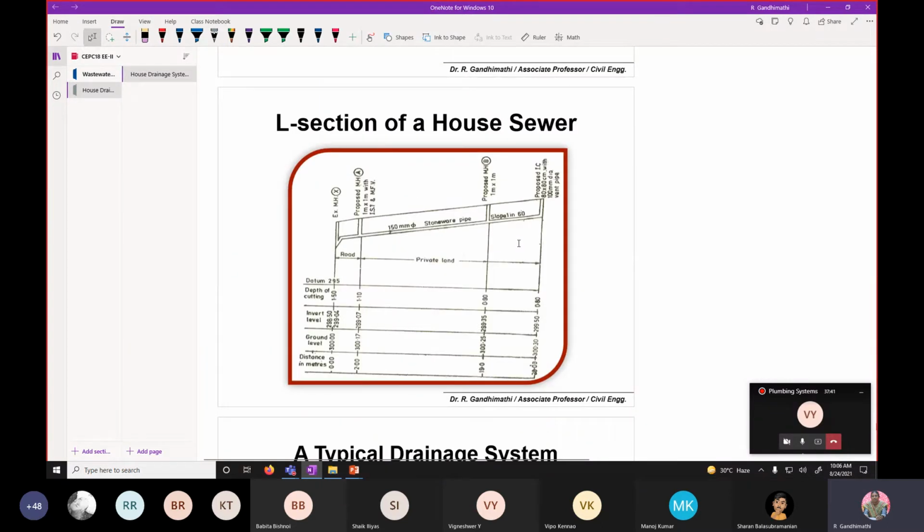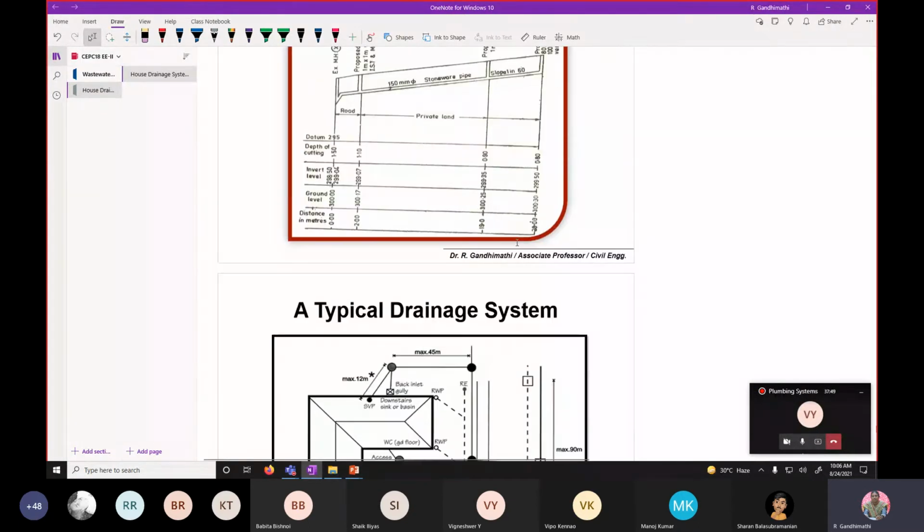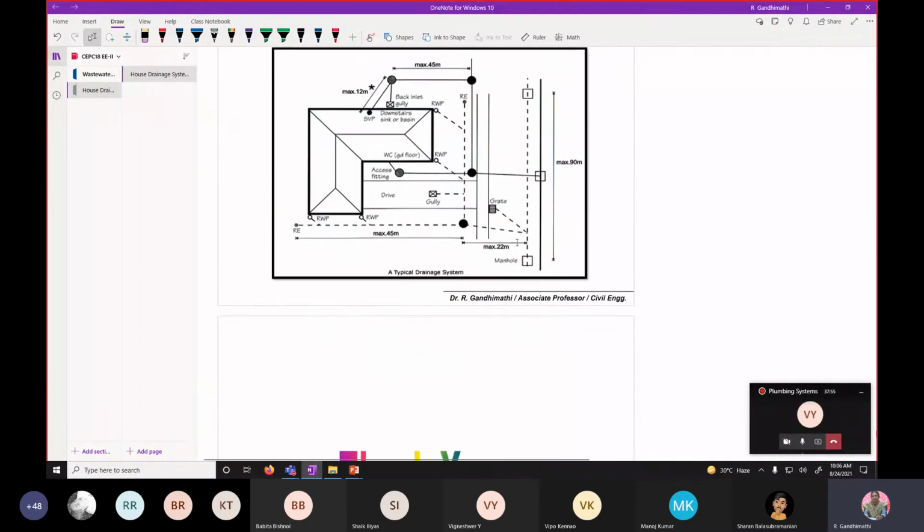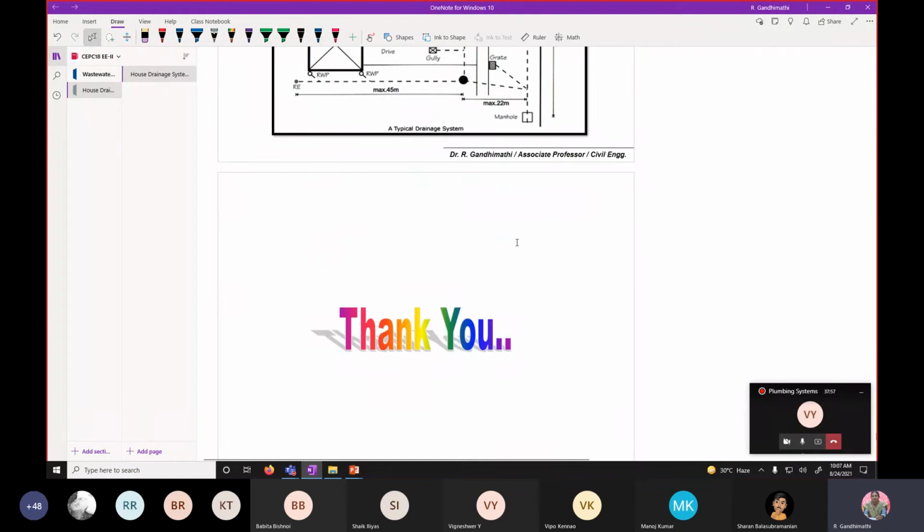And then this is the L section of house sewer. I can go through that. You just go through all those things. Yeah, I will close the house drainage system with this. Then I will move on to the wastewater treatment system.